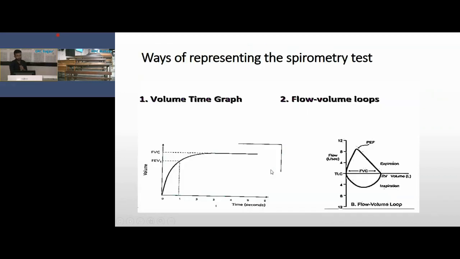Now these are the 2 graphical representations of spirometry. The first one is the volume-time graph, and the second one is the flow-volume loop. The graphical representation is very important for acceptance of the spirometry.